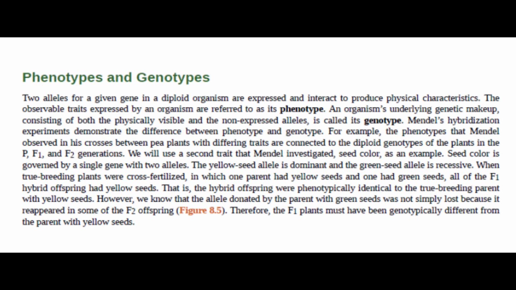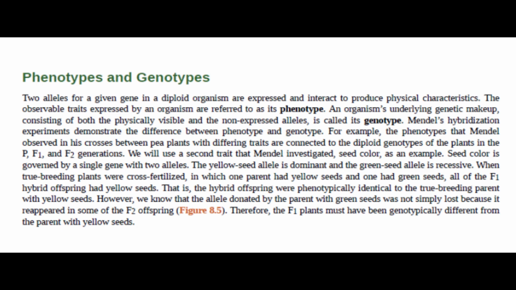We will use a second trait that Mendel investigated, seed color, as an example. Seed color is governed by a single gene with 2 alleles. The yellow seed allele is dominant, and the green seed allele is recessive. When true breeding plants were cross-fertilized, in which one parent had yellow seeds and one had green seeds, all of the F1 hybrid offspring had yellow seeds.